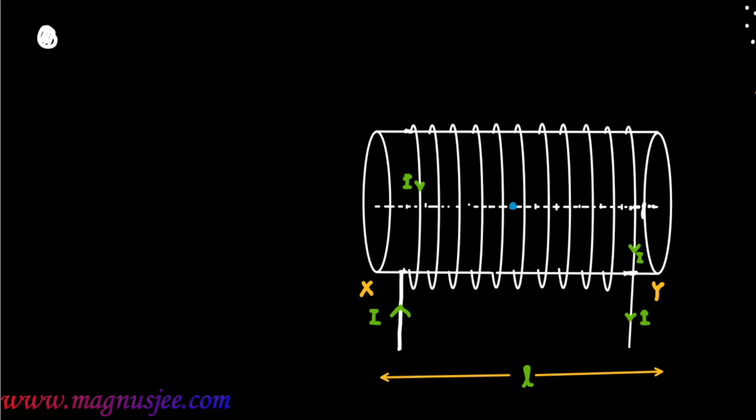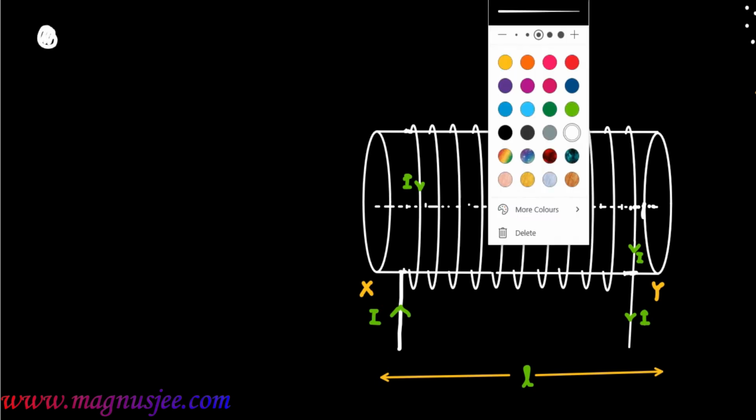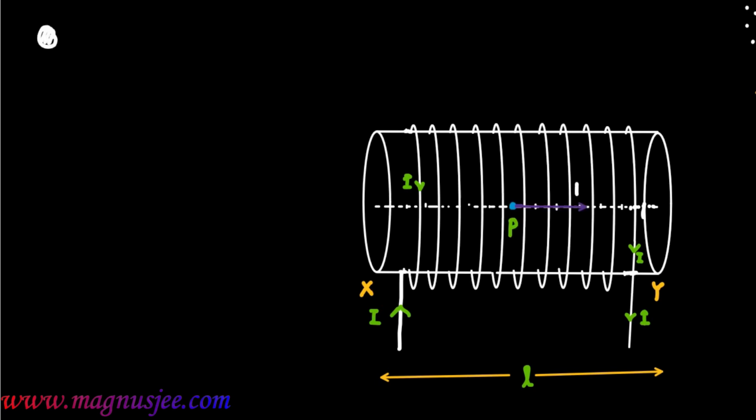And we consider a point P on the axis of the solenoid. P is a point on the axis of the solenoid, and at P, a magnetic field B will be acting towards the right, meaning towards the end Y. So this is the direction of the magnetic field B, which acts along the axis and towards the end Y.